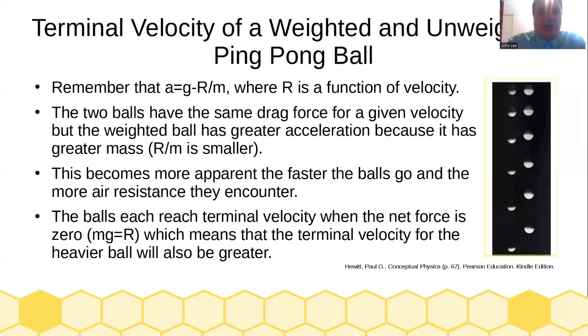To finish up, we're going to talk about the velocity of a weighted and unweighted ping pong ball. So basically what this is, is taking two objects where one is very light and the other is very heavy, and having them dropped from a high height and seeing if that changes anything. Theoretically, if this is in free fall, it shouldn't. But remember that a equals g minus R over m, where R is a function of velocity.